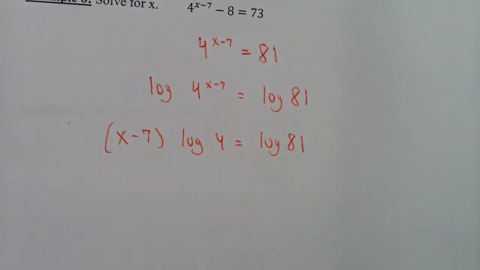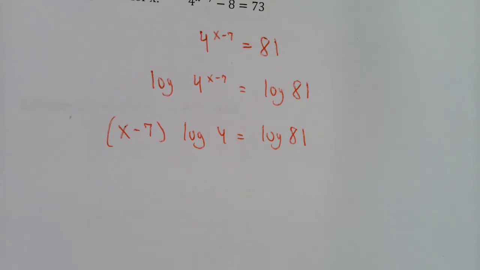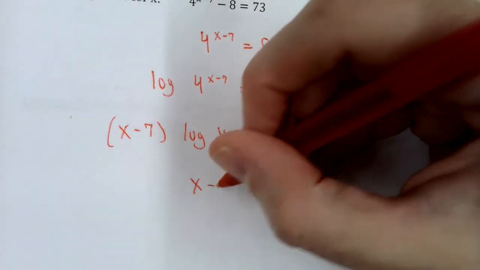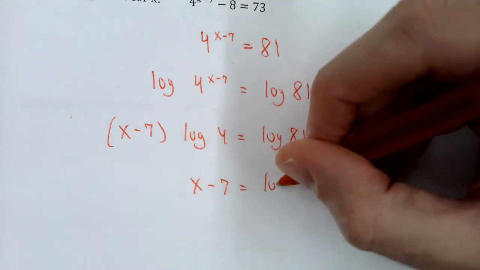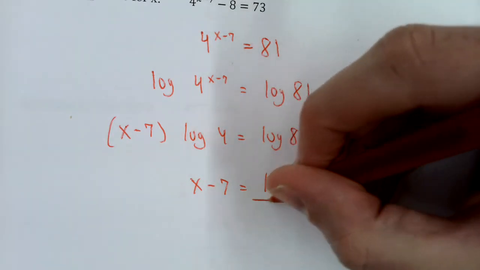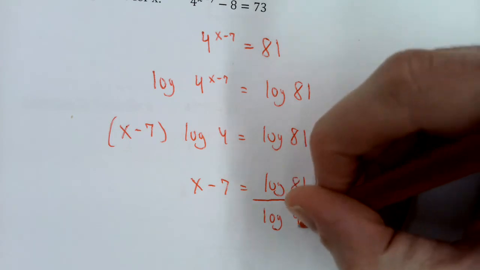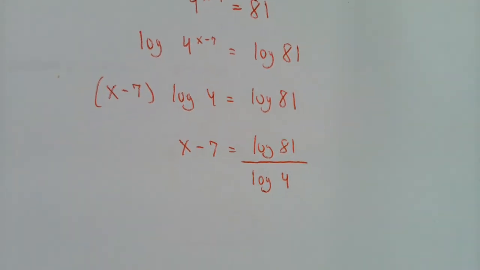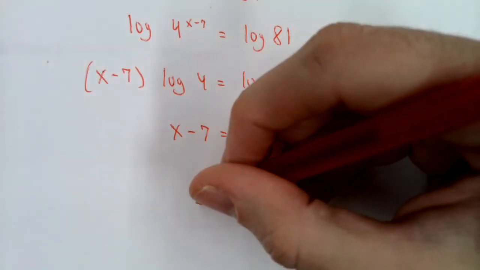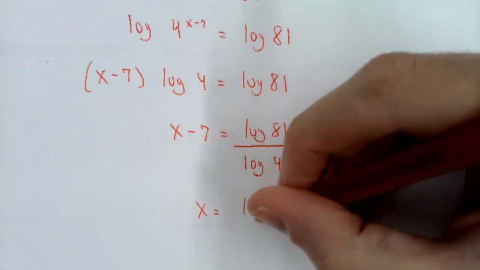Get the x by itself. So you're going to divide each side by log 4. So we have x minus 7 equals log 81 divided by log 4. And then you're going to add 7 to each side. Get the x by itself.